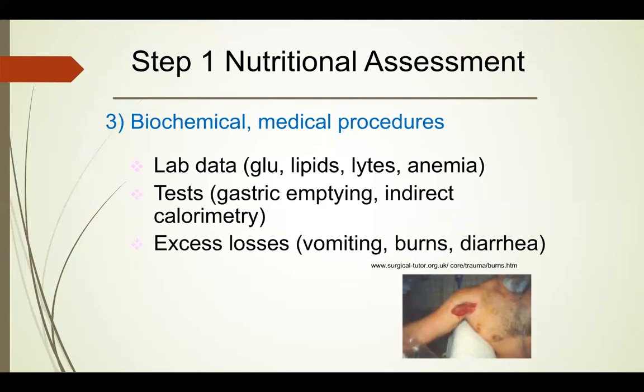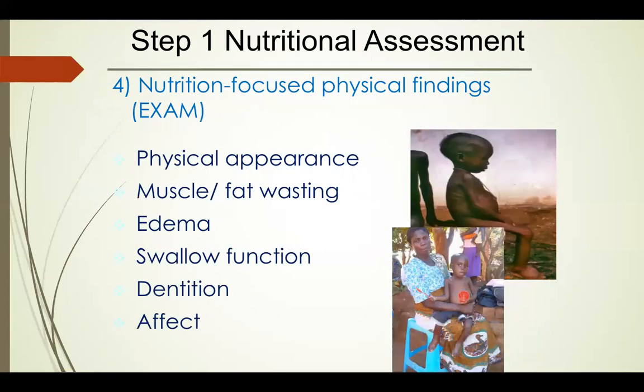Excess losses: vomiting, burns, diarrhea. If somebody's having diarrhea or a baby is, you could weigh the diapers. If somebody reports how much they've been vomiting, you could assess that. Burns often lose a lot of fluid. If somebody's urinating, you can measure how much urine is collected, etc.